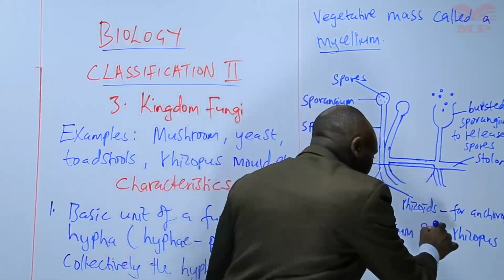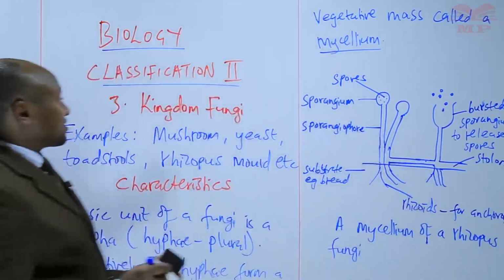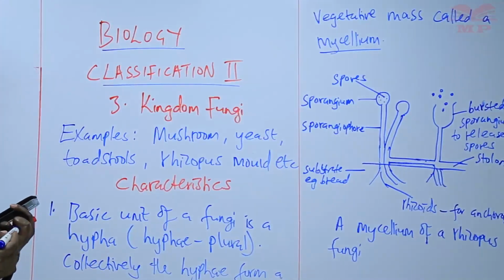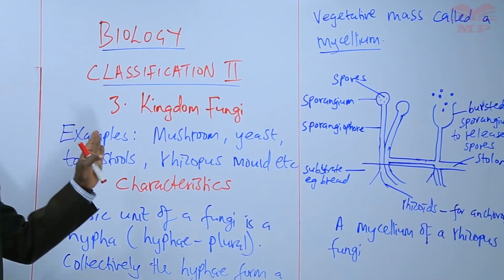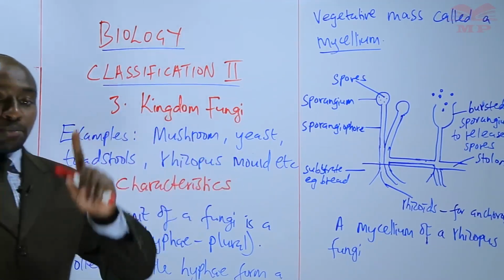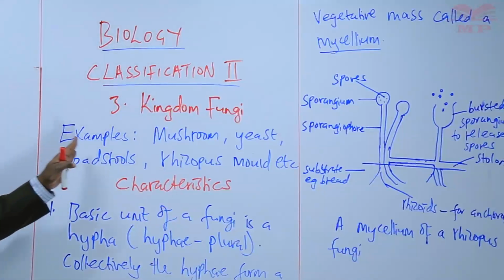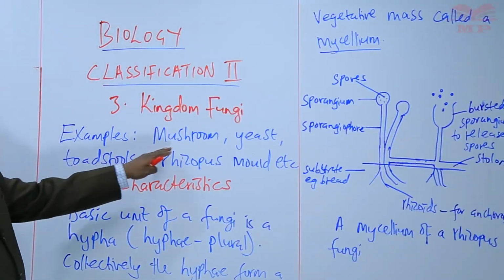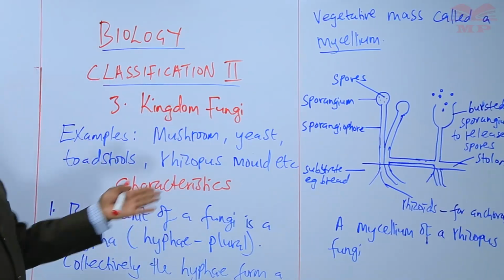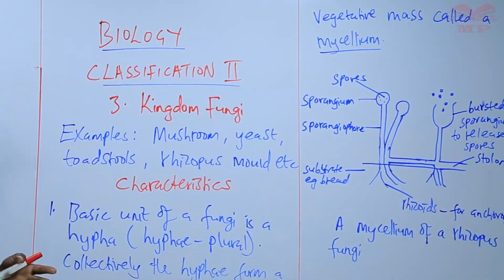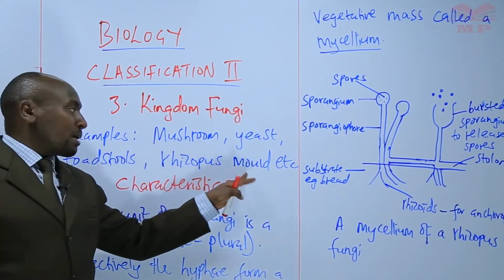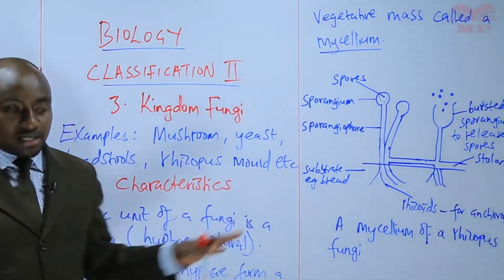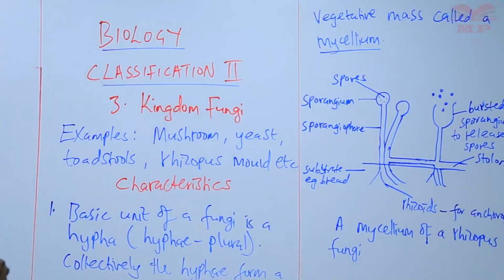So I want us to have a recap of what we have learned as far as the kingdom fungi is concerned. First, we have said that it is the third kingdom of taxonomy, having learnt about Monera and Protoctista. Then we have examples, things like the mushrooms that we know, things like the yeast that is used for bread making, toadstools, Rhizopus, which is a mold that grows on food such as bread or such as stale bread.